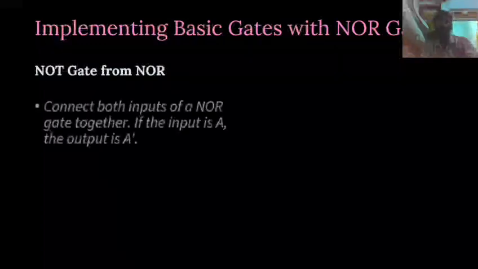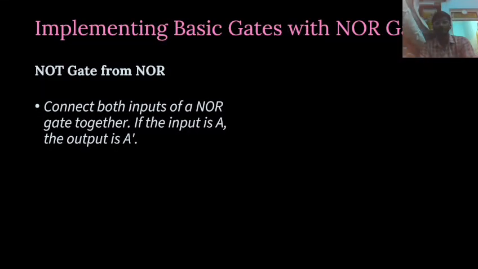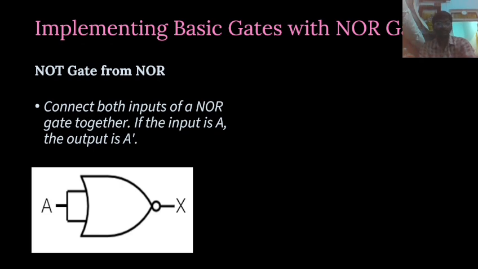Implementation of basic gates using the NOR gate. NOT gate from NOR: connect both inputs of a NOR gate together. If the input is A, the output is A bar. See here, the inputs of the NOR gate are both A, and it gives A bar.